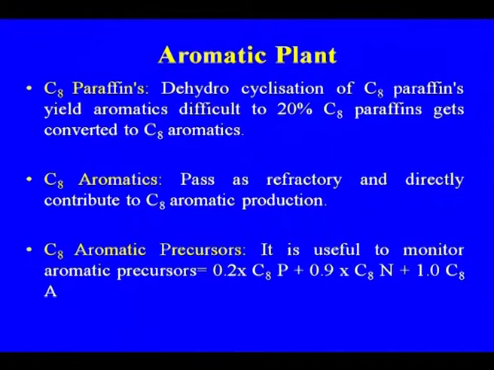C8 paraffins, because in the case of catalytic reforming for production of aromatics, a series of reactions is taking place just to have a higher aromatic content, and definitely that will improve the octane number also. So, in the dehydrocyclization reaction, C8 aromatics pass as refractory and directly contribute to C8 aromatics. For the C8 aromatic precursor, it is useful to monitor the aromatic precursors also.